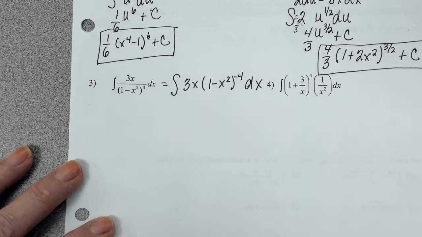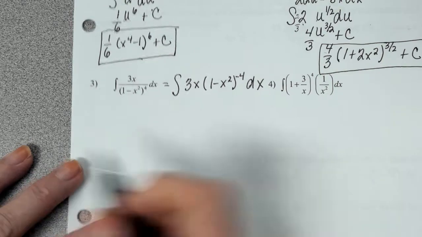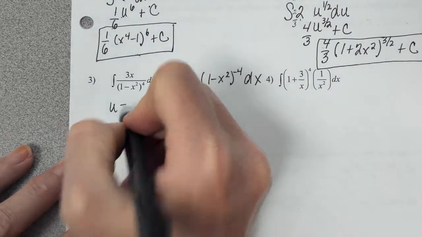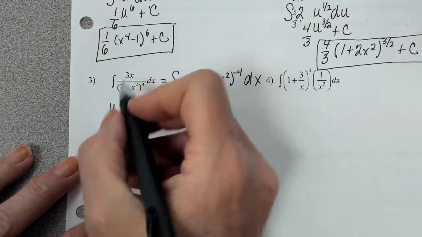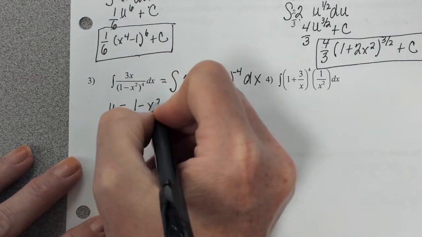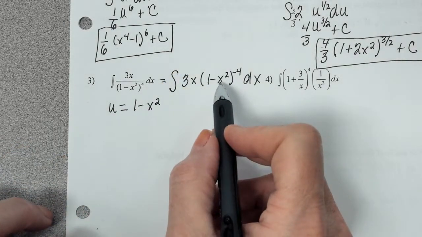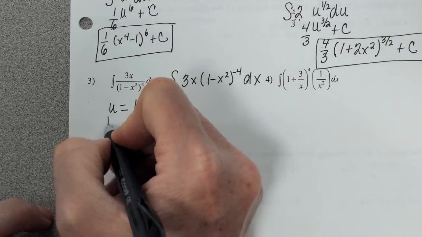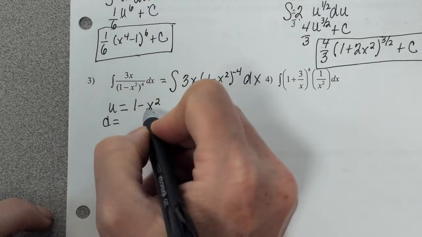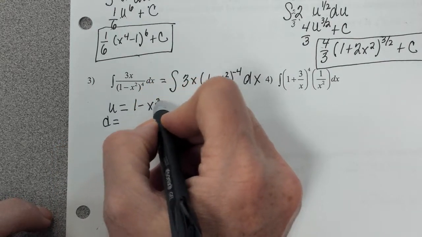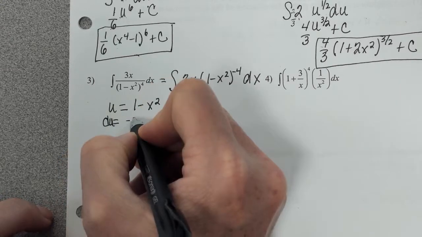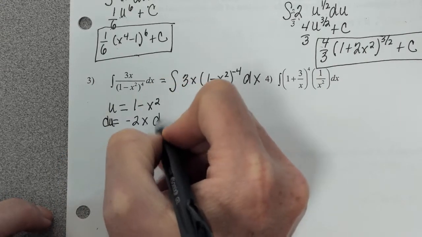So now we have to figure out what's u going to be. What is u going to be? All right, 1 minus x squared is whatever's inside of those parentheses. So now I have to take the derivative of u. The derivative of u is going to be negative 2x dx.